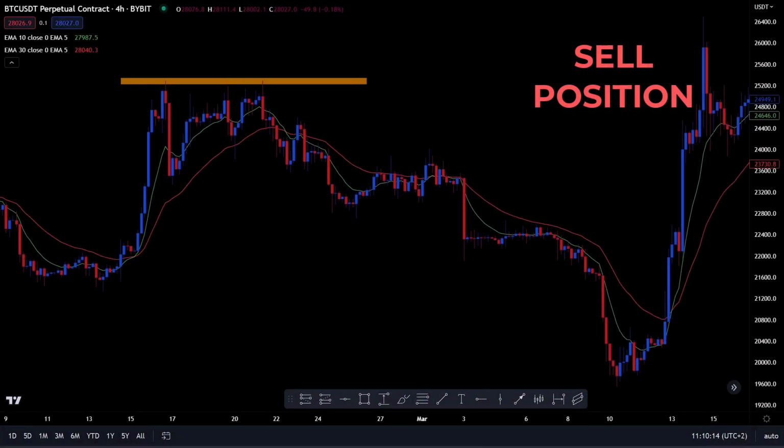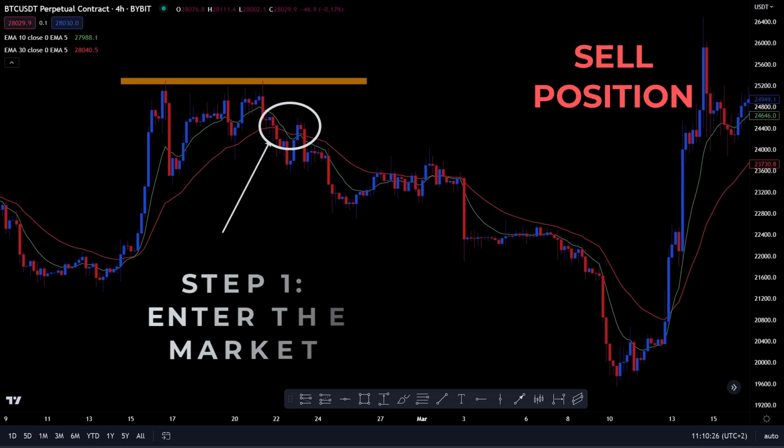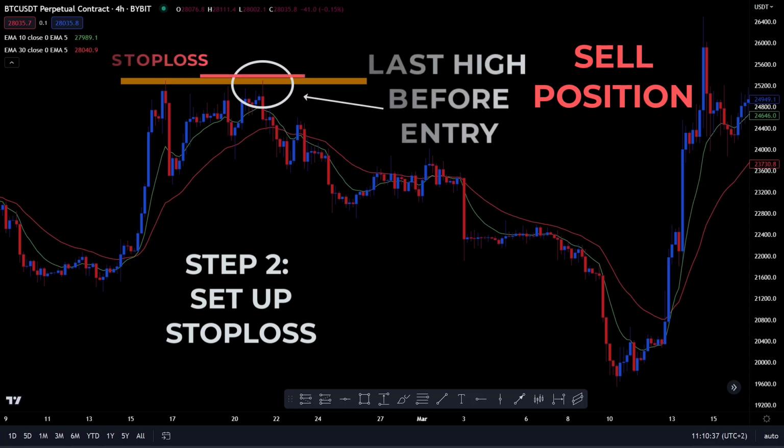The steps are the same as for a buy position, but in reverse. First, we wait for the green line to now cross the red line in a descending manner, and we can enter the market. As soon as we entered, we have to decide on a stop loss level. In this case, price did not move as far away from the red line as before. However, we can place our stop loss level above our last high. In our case, this is seen here.